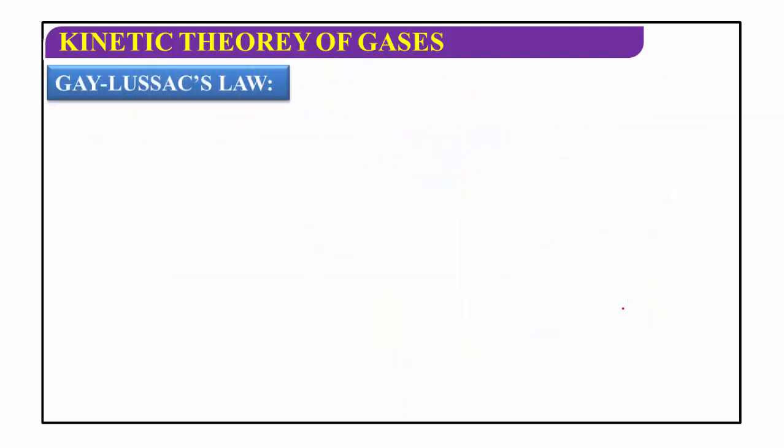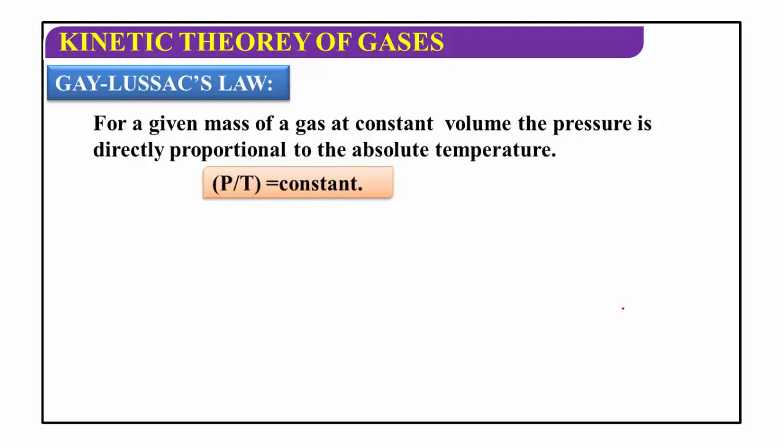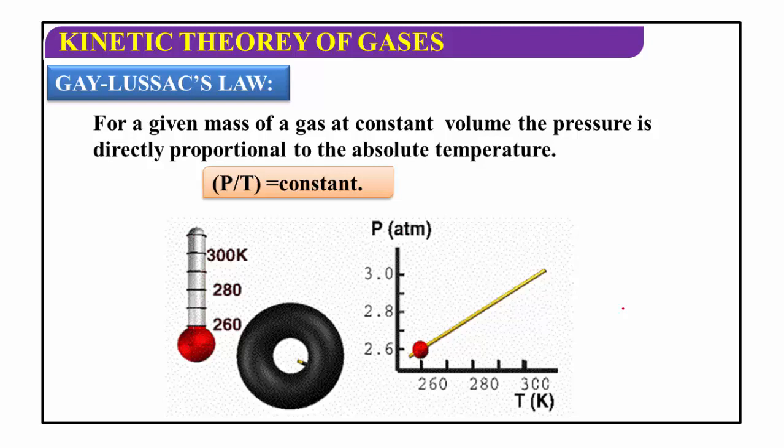And the third law is called Gay-Lussac's law. For a given mass of a gas at a constant volume, the pressure is directly proportional to absolute temperature. There is no change in the volume. The pressure is directly proportional to the temperature.